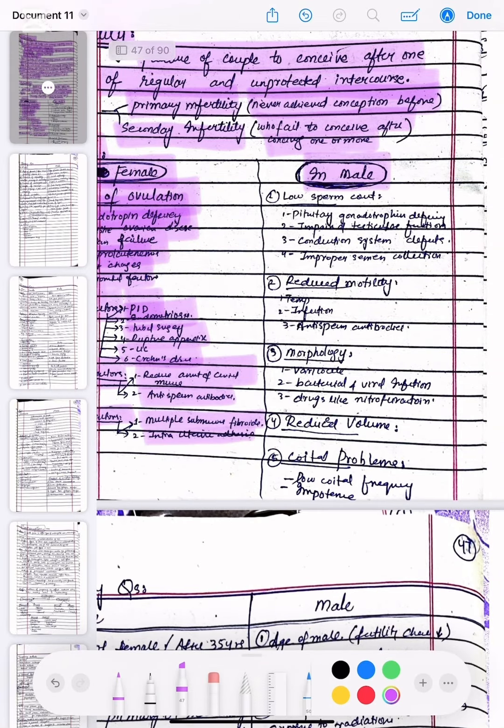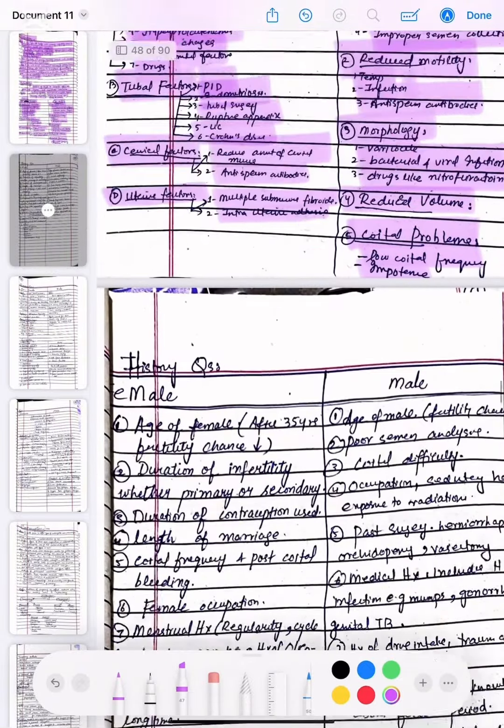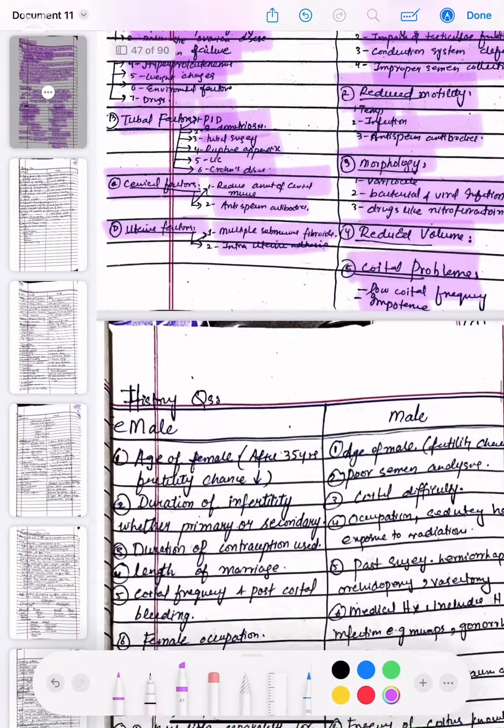In males, the causes are low sperm count, that is pituitary gonadotrophin deficiency, impaired testicular functions, conduction system defects, and improper semen collection. Then reduced motility, due to temperature, infection, and anti-sperm antibodies. Then morphology problems, due to varicocele, bacterial and viral infections, and drugs like nitrofurantoin, and reduced volume, and the coital problems, which are low coital frequency and impotence. These are the important causes of infertility in the male.